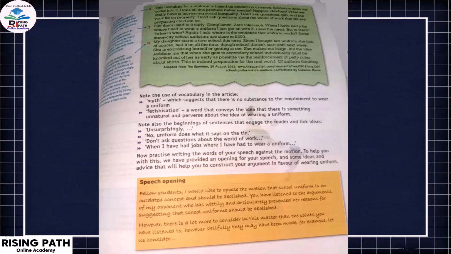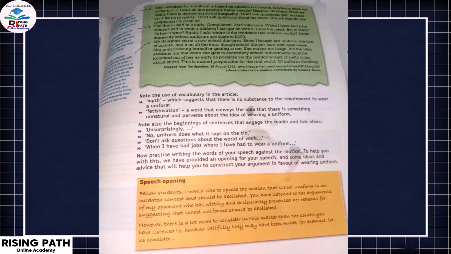The question is, imagine that you are taking part in an inter-school debating competition on the motion. Now this is the question. School uniform is an outdated concept. It should be abolished. You are opposing the motion, underline it, and as main speaker are replying to a speech made by Suzanne Moore. Write what you would say. Remember that your aim is to persuade your audience that wearing school uniform is a good idea. You should base your ideas on what you have read in the passage.